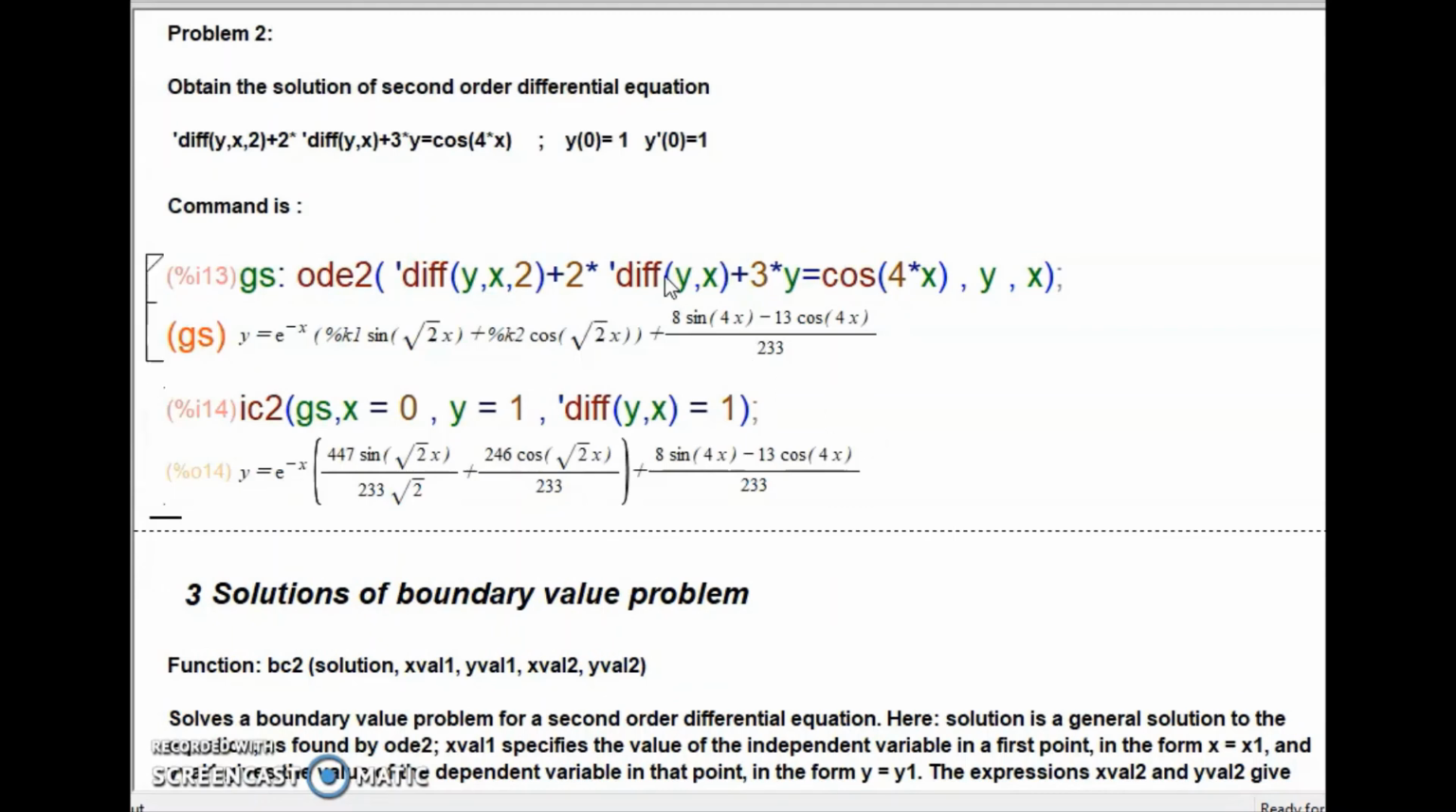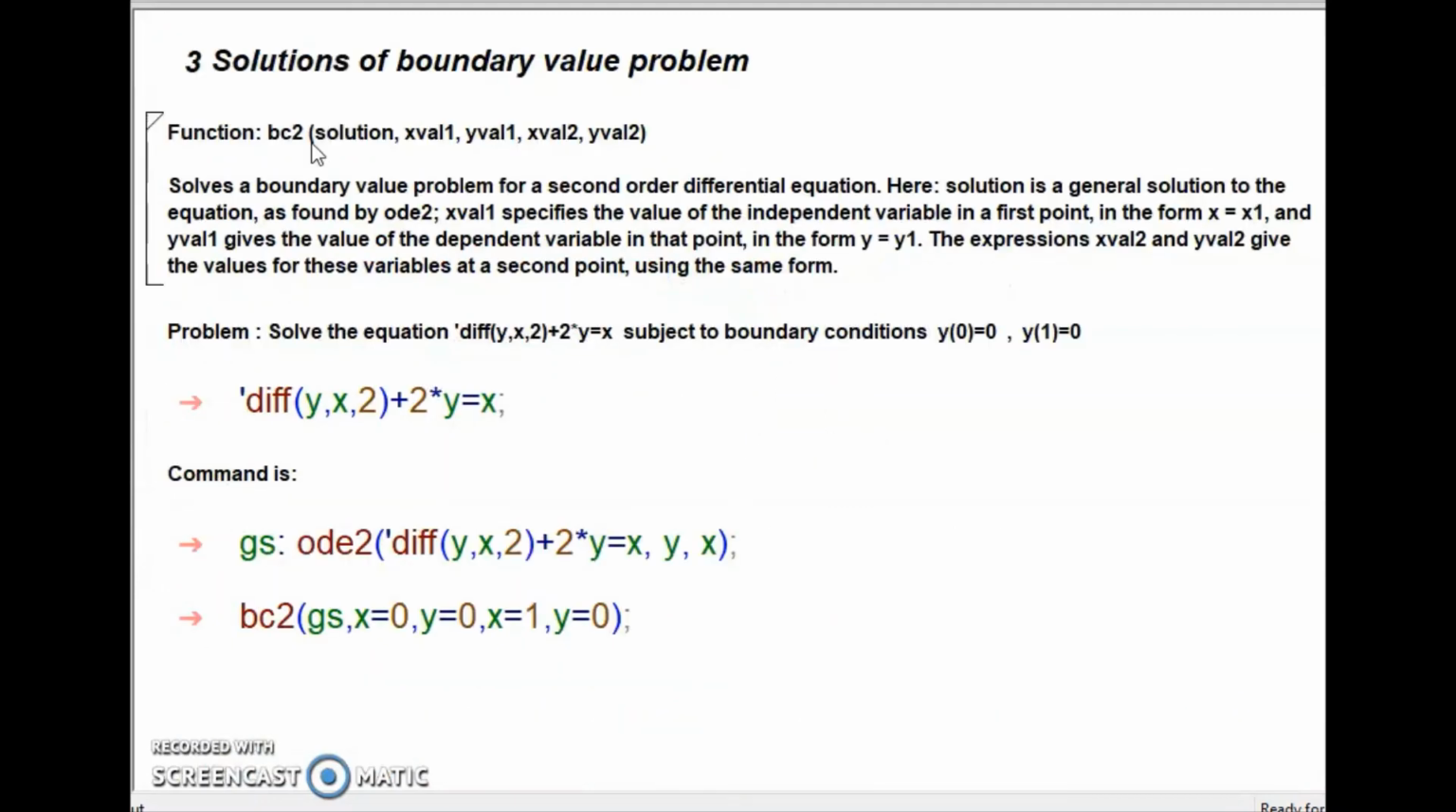Now let us move on to the next section. Solution of boundary value problem. That is, the value of x will be different for both the conditions. That is the name, boundary value problem. You may notice this is the syntax. BC2 means we have 2 conditions. First we have to write the general solution, and x value 1, y value 1 will be the value of x and y for the first condition. X value 2, y value 2 will be the value of x and y for the second condition.